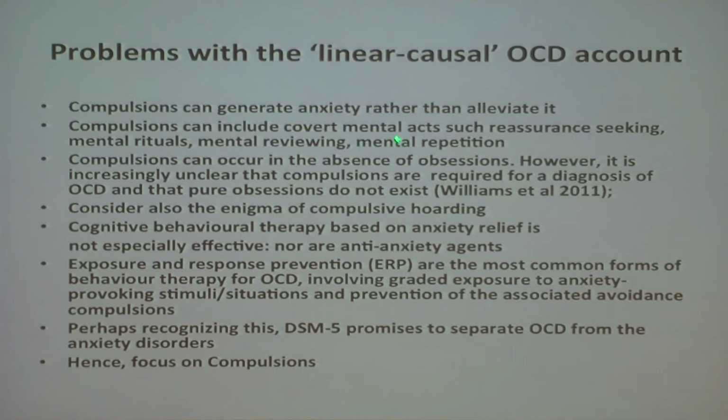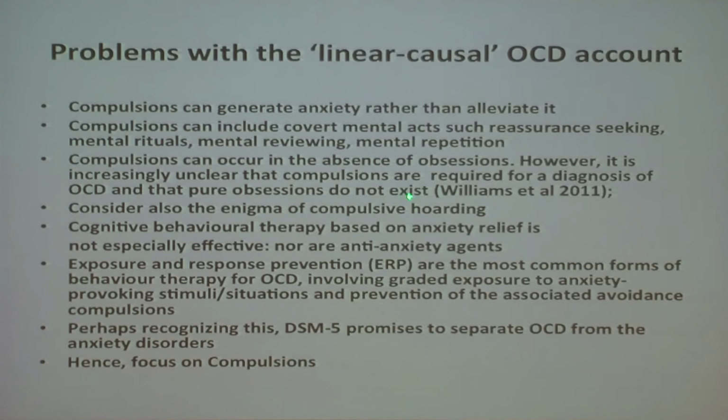They can include covert mental acts, so compulsions can be mental. With these parallel cortico-striatal loops, they're not only controlling actions, they're controlling cognitive outputs as well, mental acts, such as mental repetition, counting, mental reviewing, checking, and so forth. Compulsions can occur in the absence of obsessions. And the evidence for pure obsessions in OCD is very debatable. So, whereas compulsions always occur, obsessions are less obvious.